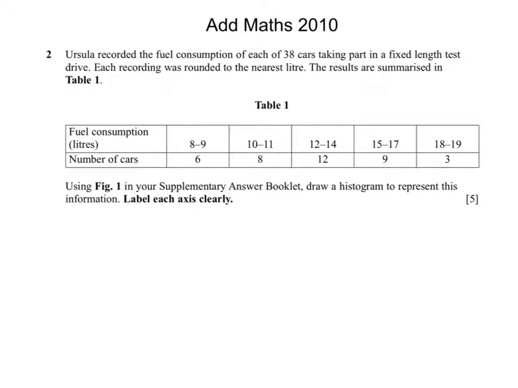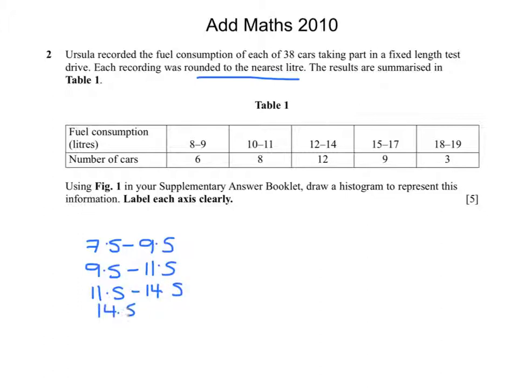2010 paper 2 question 2, it's histograms. And there are a number of things we have to look out for here, the data is rounded to the nearest litre. So if we start with our groupings, the first one has to become 7.5 to 9.5, then 9.5 to 11.5, 11.5 to 14.5, 14.5 to 17.5, and finally 17.5 to 19.5.